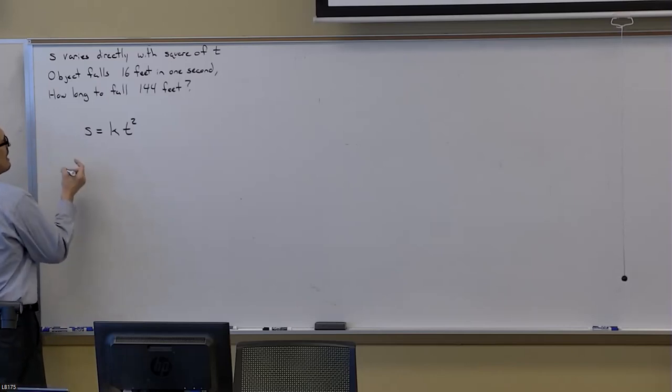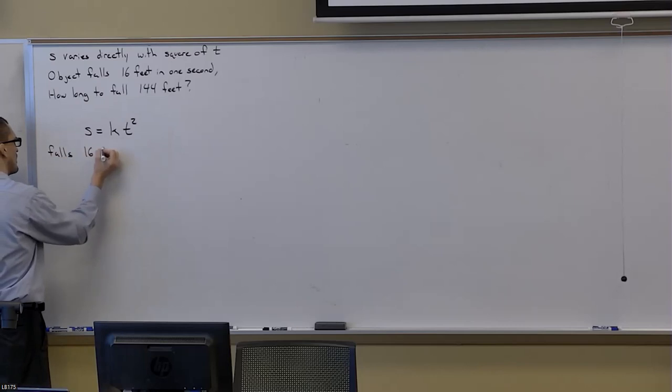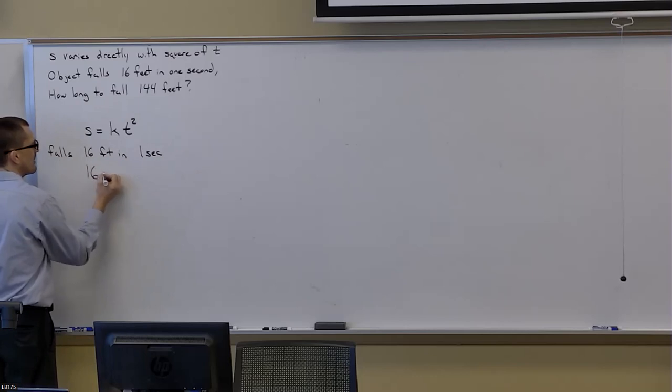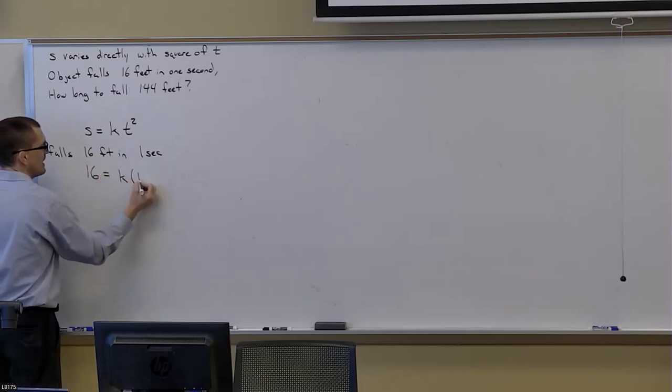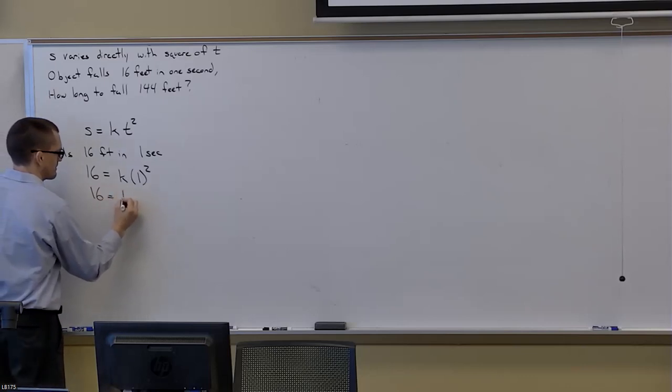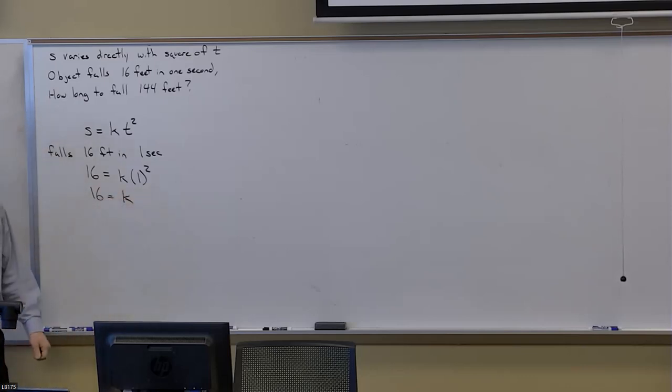Now it says an object falls 16 feet in 1 second. That means the S is 16 when the T is 1. Remember, T was time, and S, for some reason, represented the distance that the object fell. Well, 1 squared is just 1. 1K is just K. So K is 16.